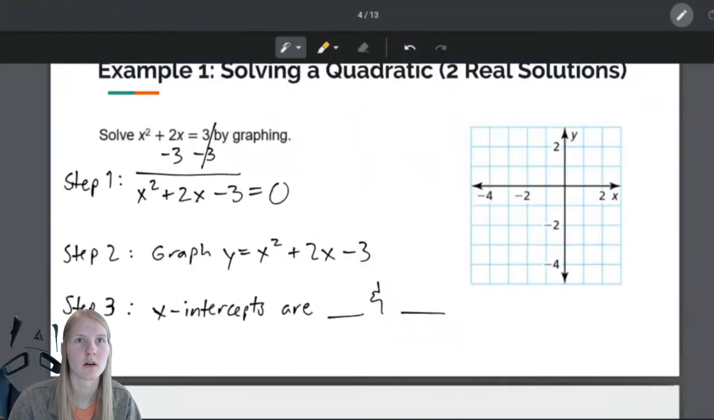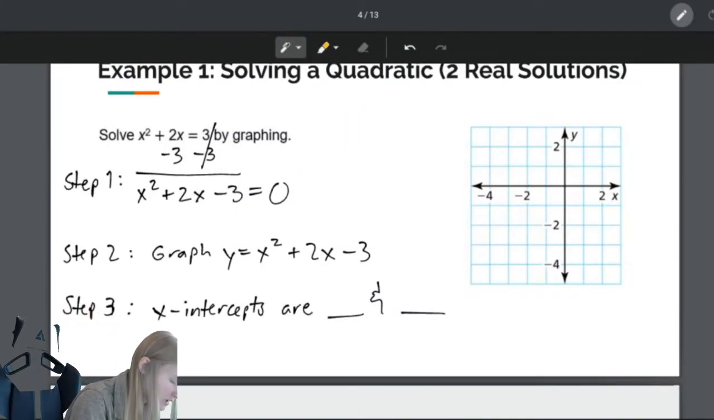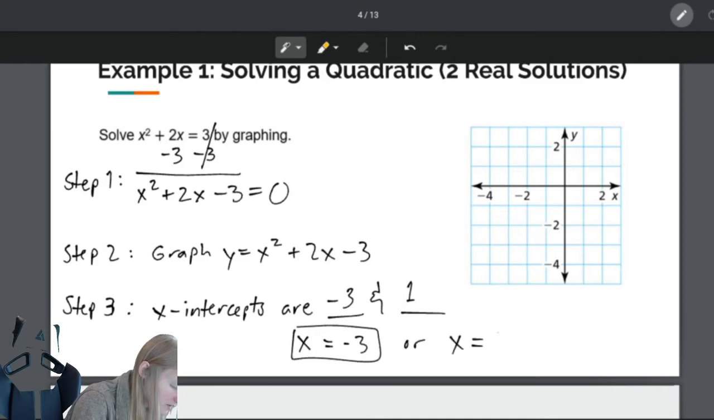So now, I'll go back here. X-intercepts are -3 and 1. So, x equals -3 or x equals 1.